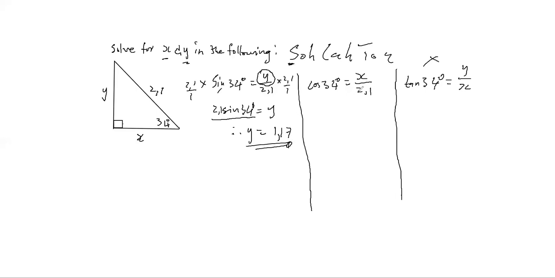We're going to do the same thing for the cosine here. Multiply by 2.1 over 1. What you do on the left, you got to do on the right. So x is 2.1 cos 34. And so again, go ahead in your calculator, punch that as it is, and you will also get x as 1.74, rounded off to 2 decimal places, of course.